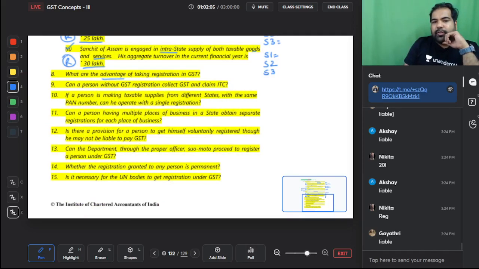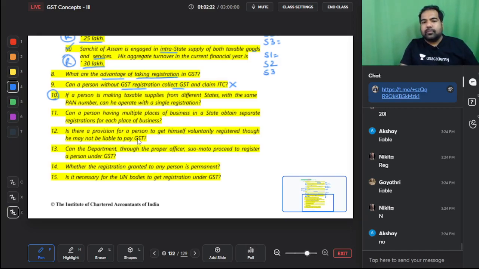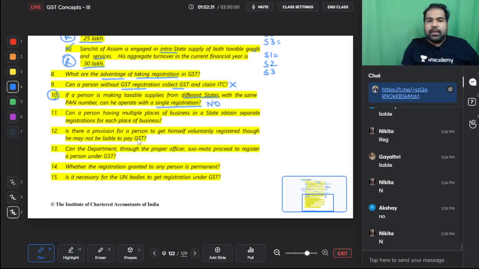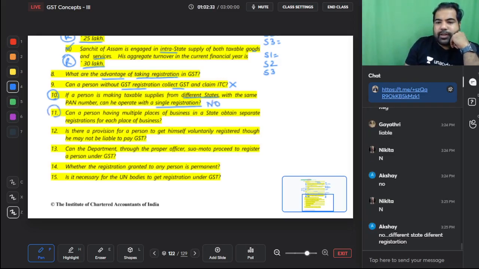What are the advantages of taking registration? You can take ITC and you can charge your customers GST. Can a person without GST registration collect GST? No, they cannot. Guys, please answer the 10th question. No, you require separate state-wise registration. Next, 11th question.